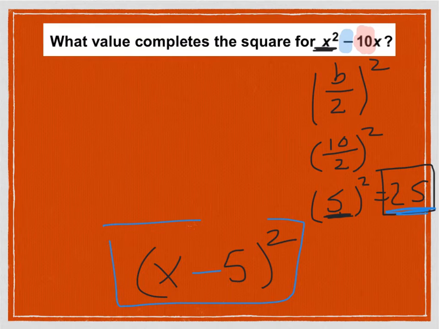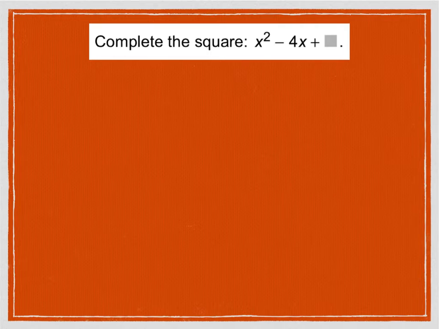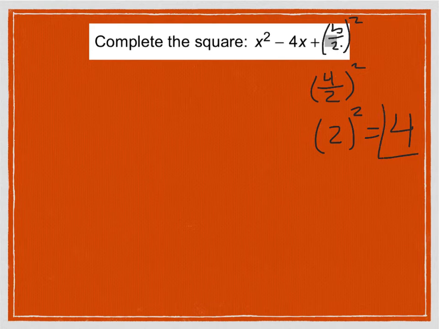Okay, so let's go to the next one. Complete the square. What's our formula for what's going to go in this blank? b over 2 squared. So what's our b? -4. 4 over 2 squared. What's 4 over 2? 2 squared is 4. So 4 is going to complete the square here.